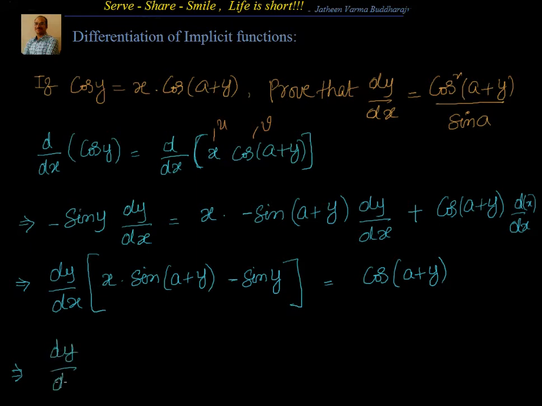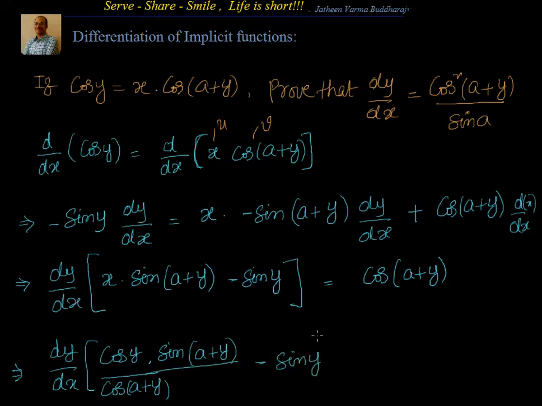That will be dy by dx multiplied with x, which is cos of y divided by cos of a plus y, multiplied with sin of a plus y, minus sin y, equal to cos of a plus y. Let's go to the next step.